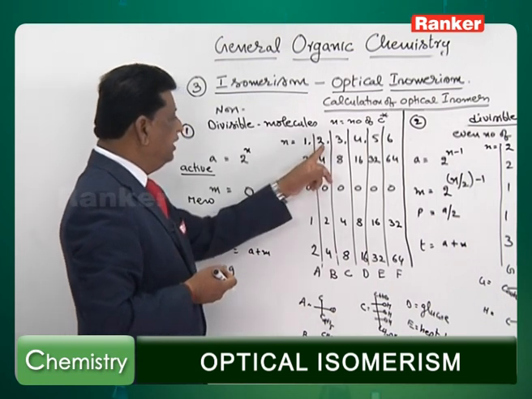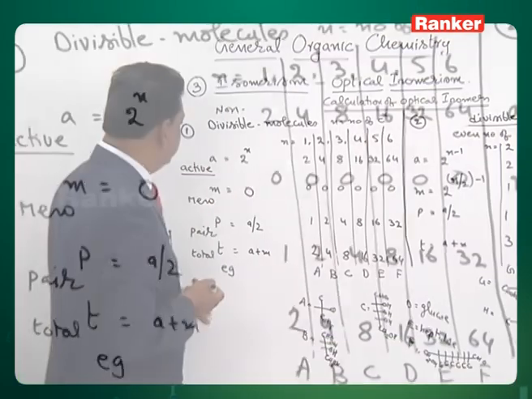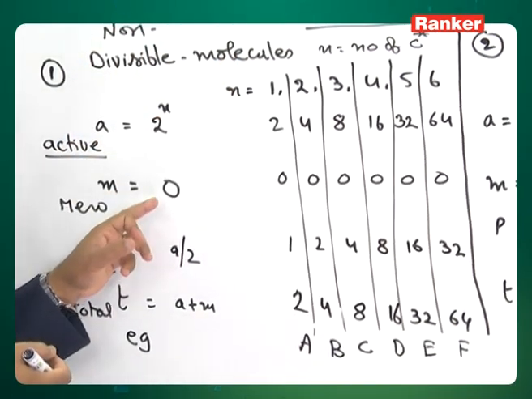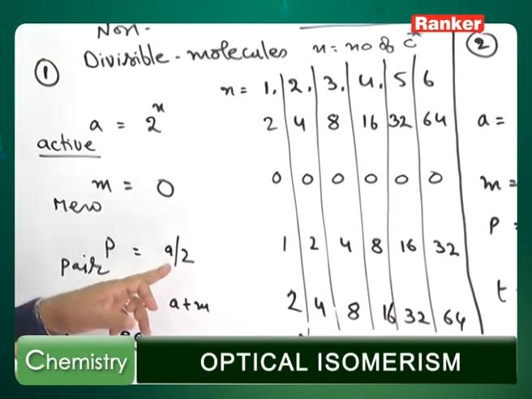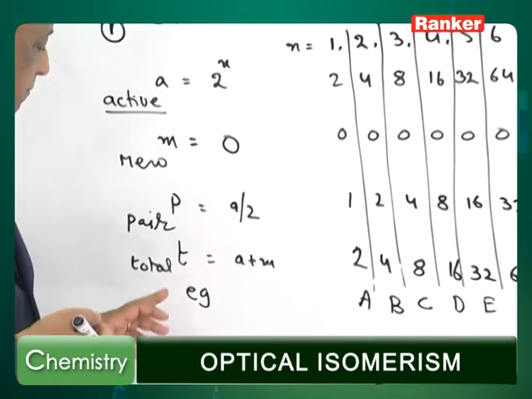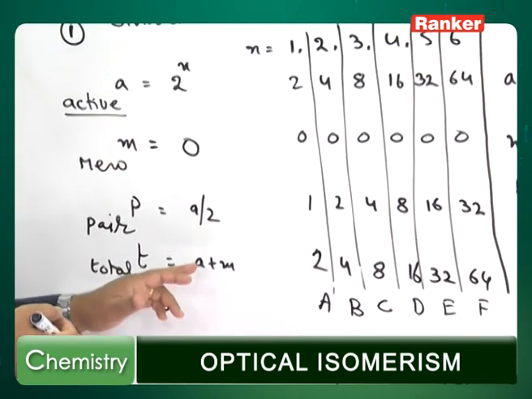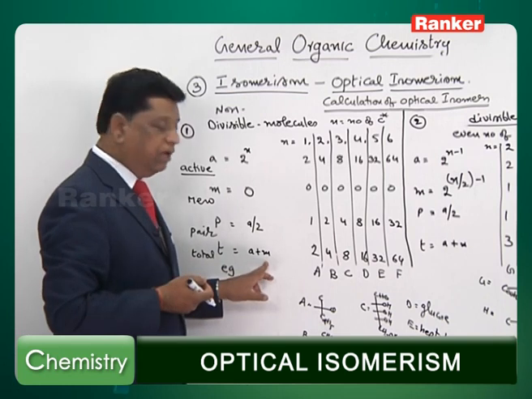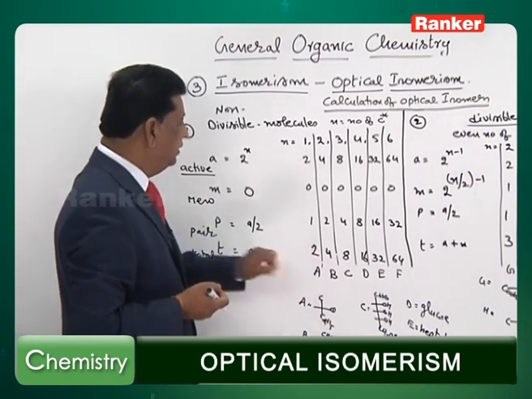Similarly, 2 isomers will be there. For all non-divisible compounds, meso compounds will be 0. Pairs will be active members divided by 2, always A by 2, this is common to all. The total is generally meso compounds and active members together, but here meso happens to be 0, therefore only A represents the total.